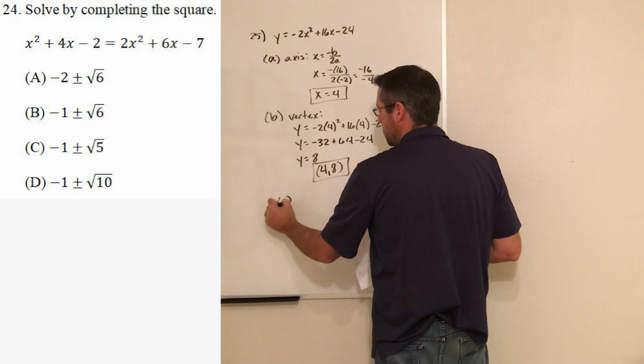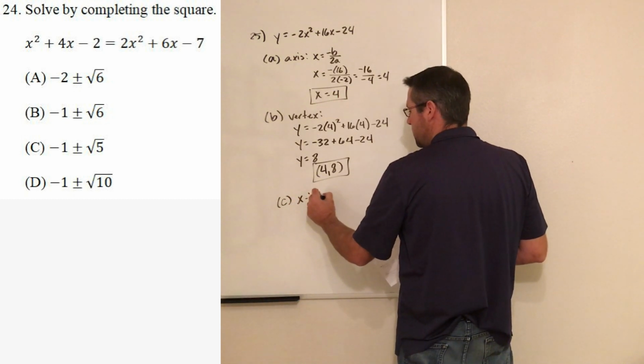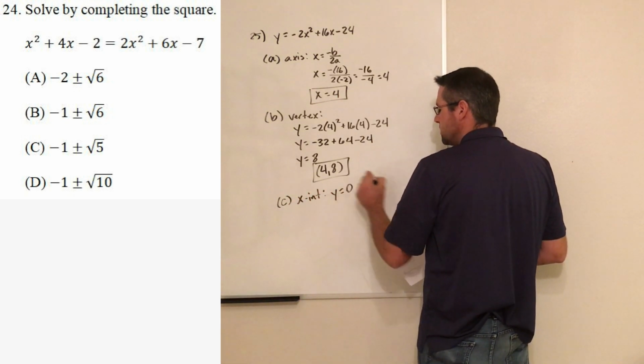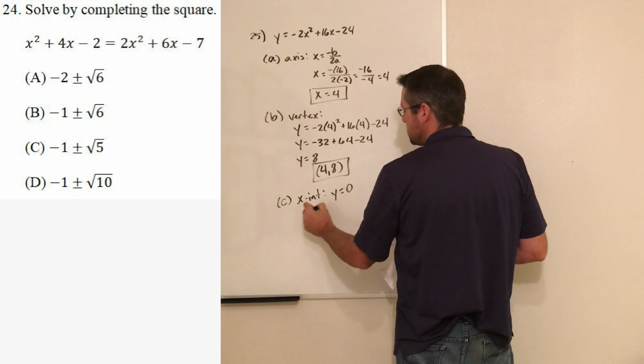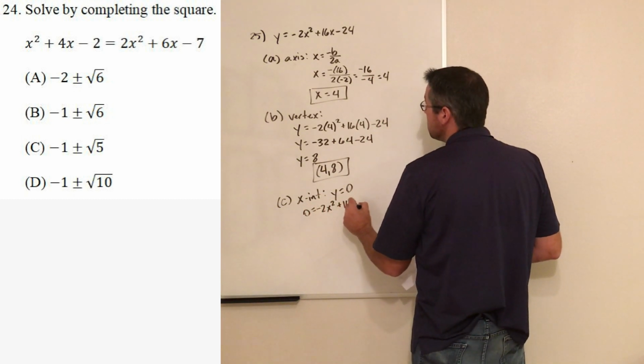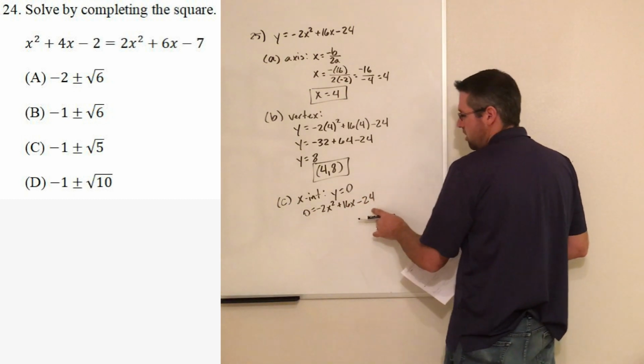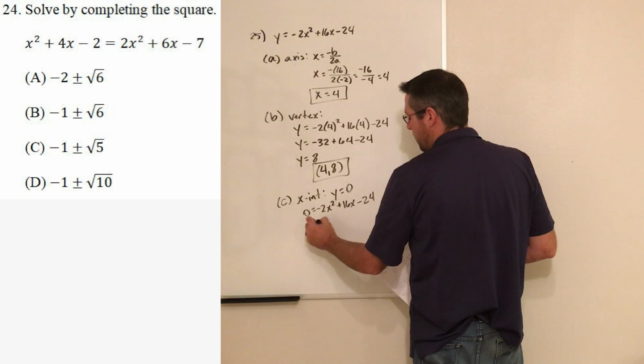For C, kind of running out of room here, it's asking for the x-intercepts. Well, remember, the x-intercepts are when y equals 0. So we're going to set y equal to 0 up there. So 0 equals negative 2x squared plus 16 times x minus 24. I'm going to solve this by factoring because I can see a common factor out of all those. So factoring might work out pretty well.